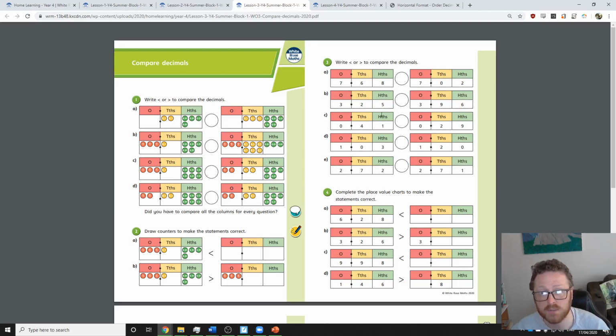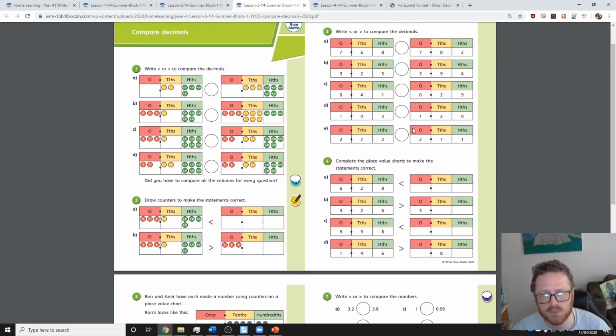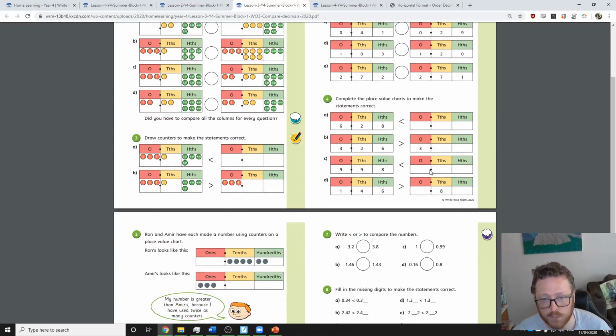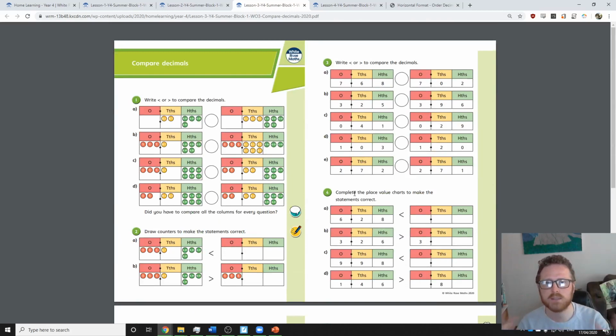Try and do these for all the rest of your questions. Some of them are true or false. Some of them are mistakes. Some of them you've got to make the numbers, put the numbers in here. Could be any numbers you'd like. There's lots and lots of different answers for these ones. And all the way through, it's all about comparing these decimals, deciding which decimal is bigger or smaller than another decimal. Okay, so that's your third lesson.